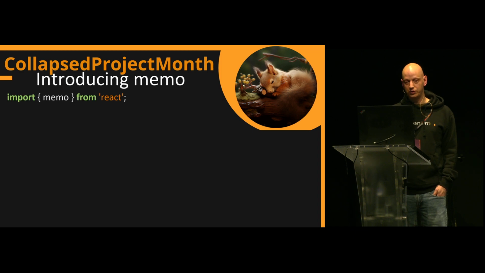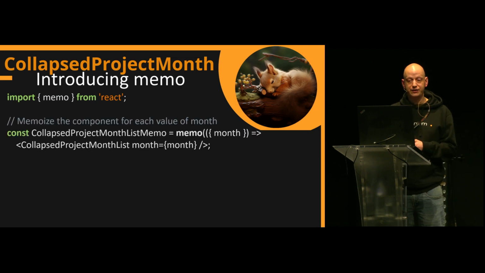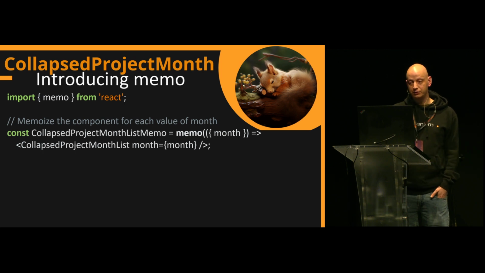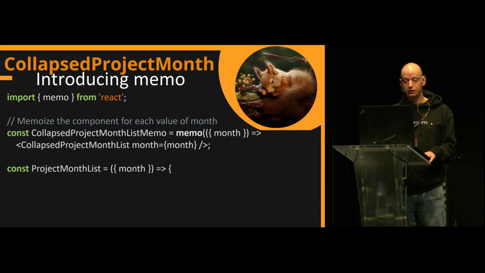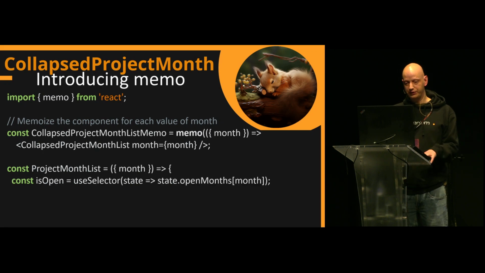So the memo is also just to be imported from React. And here is how we wrap an existing component with memo. So you call the memo, then optionally you add parameters for which you want to do the caching, and then you wrap the existing component. And then our final project month list component takes also just the month parameter.